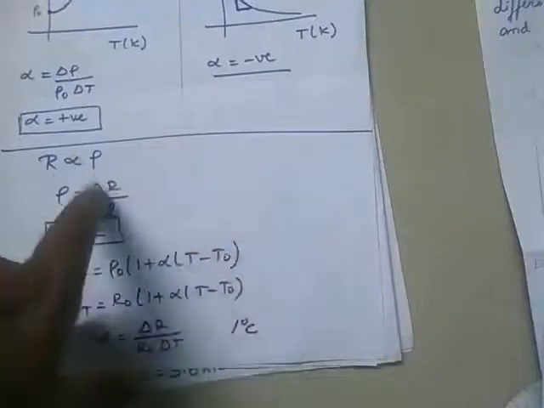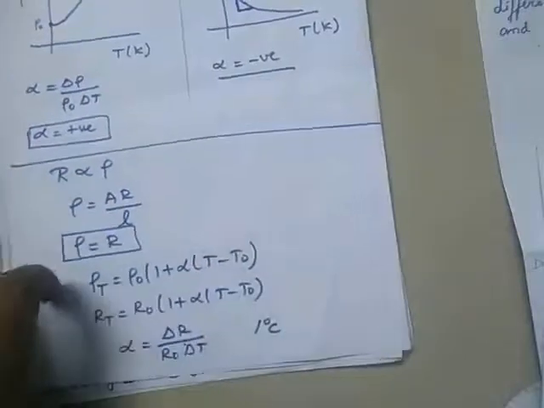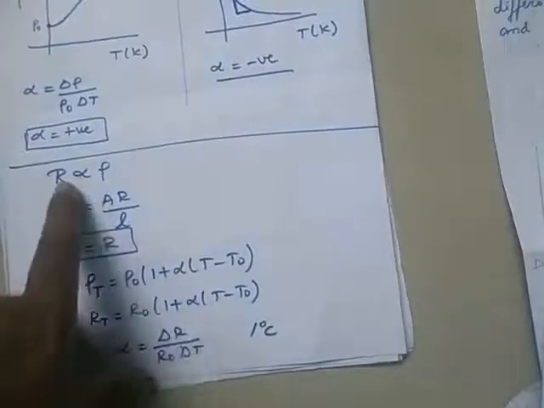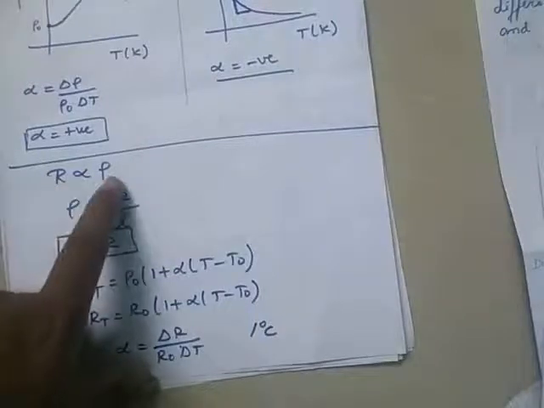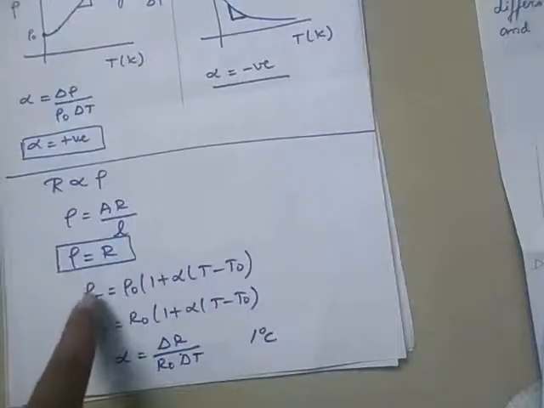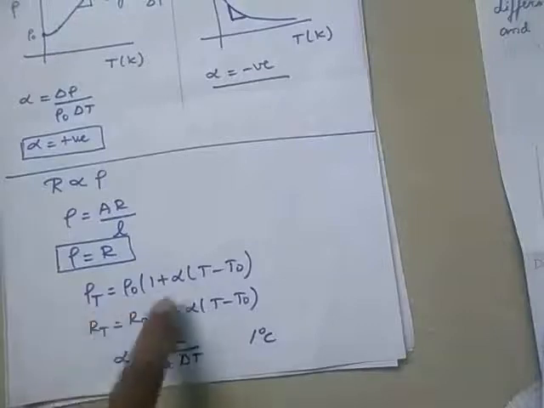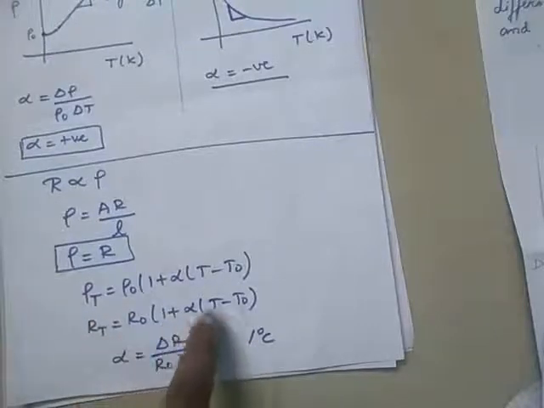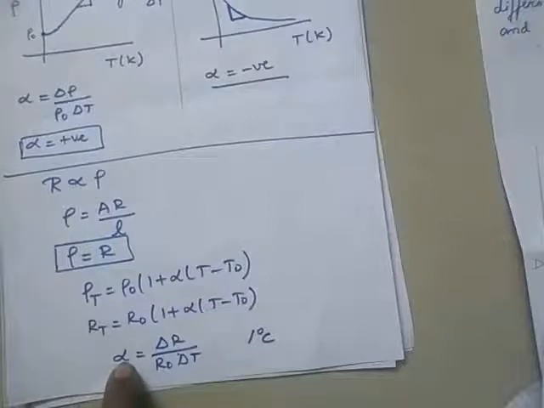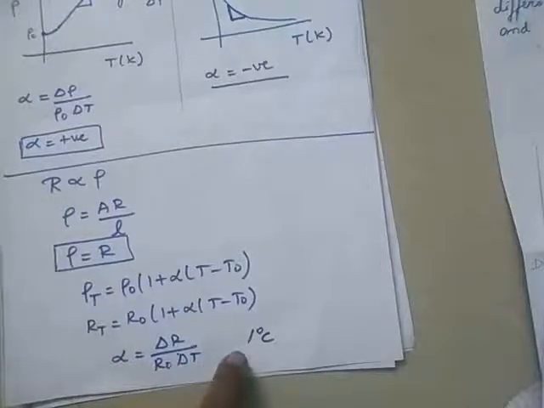Then we can also write the temperature coefficient of resistivity in terms of resistance. Listen, we know very well our resistance is directly proportional to resistivity. Then we can write this expression as R_T is equal to R naught (1 plus alpha (T minus T naught)). Then rearranging it, we get the alpha value in terms of resistance. Here also we get the same unit.